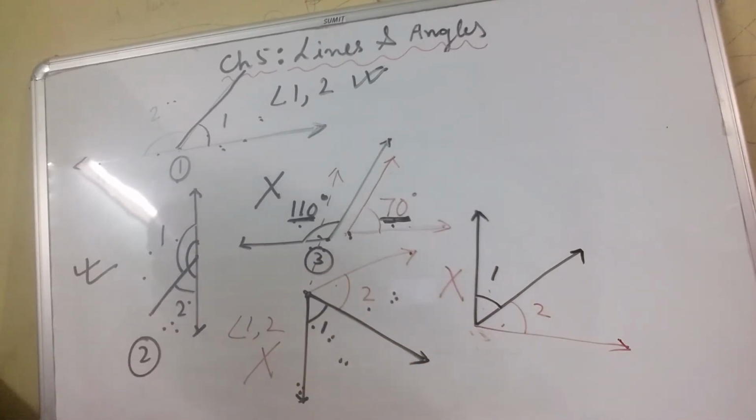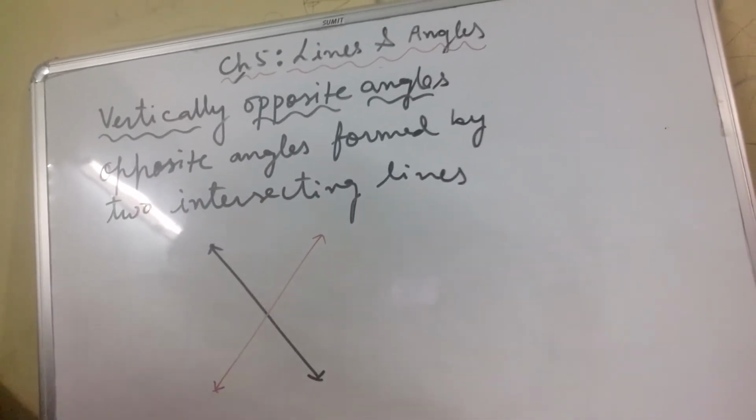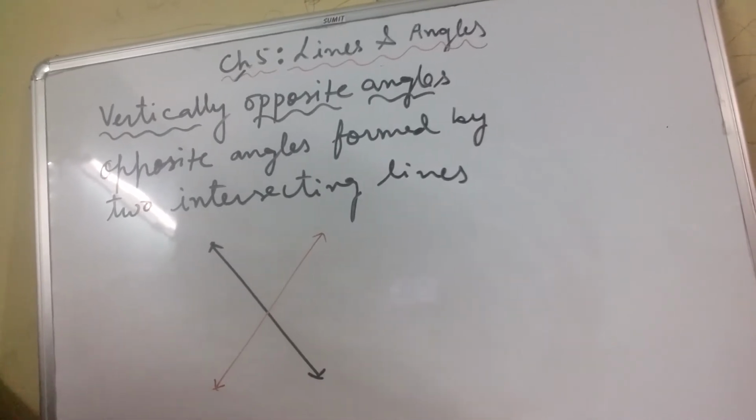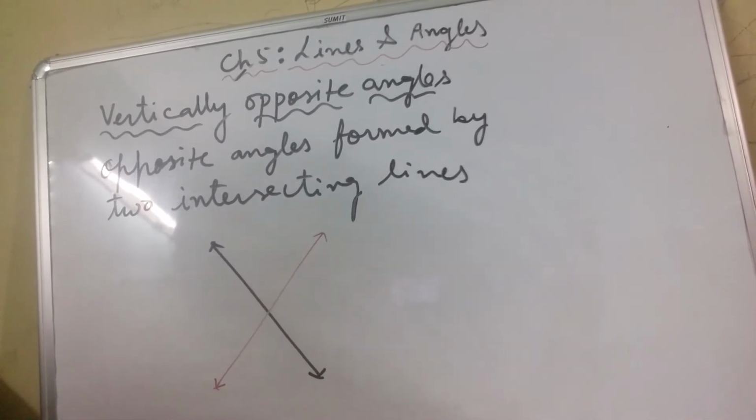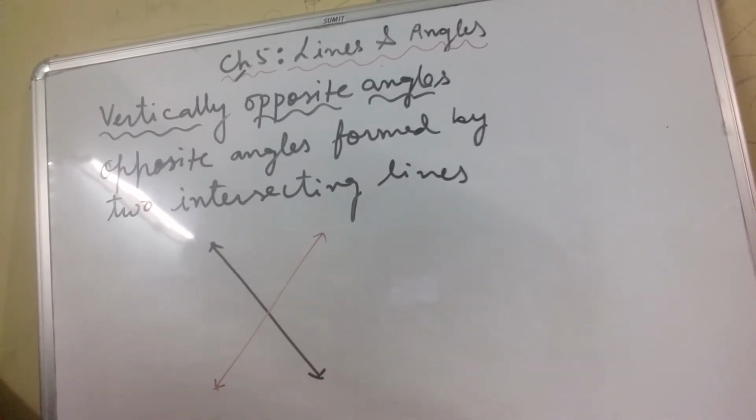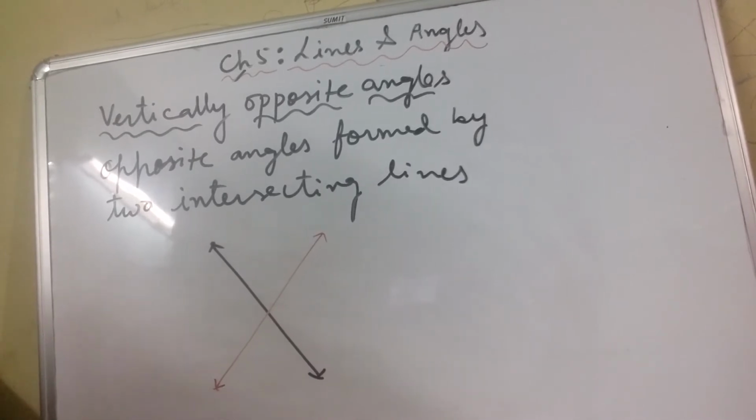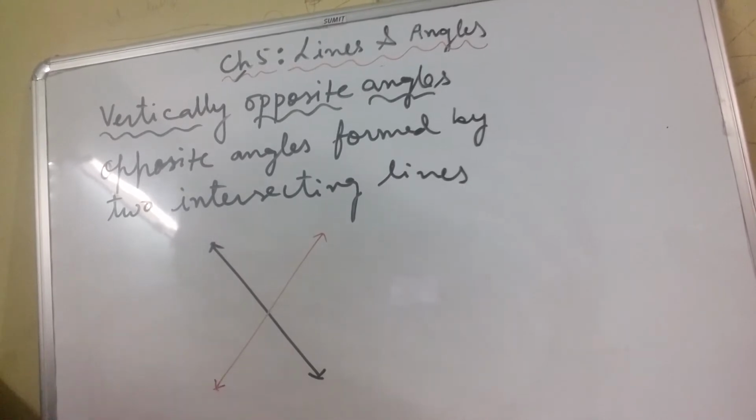Okay, next, the type of angle we will talk about is vertically opposite angles. Opposite angles means they are not side by side. They are opposite, and opposite angles are formed by two intersecting lines. Intersecting means crossing each other.